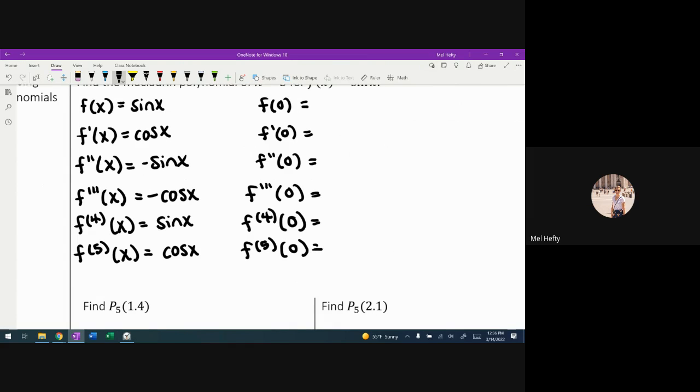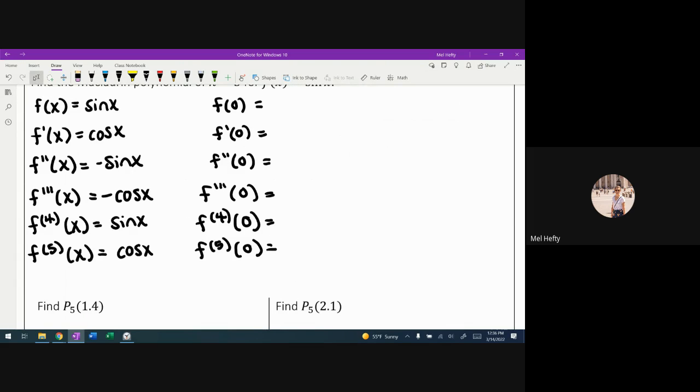All right, help me out with some of these things. What is sine of 0? I'm going to ask that one more time. I better hear the same number from everyone. What is sine of 0? What's cosine of 0? What's negative sine of 0? Negative cosine of 0. Next one.